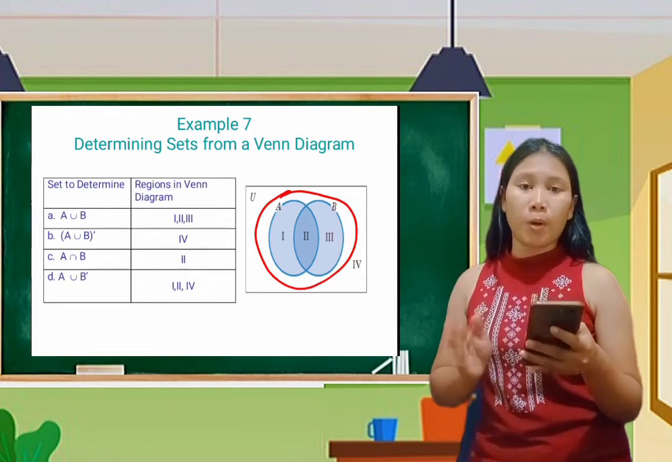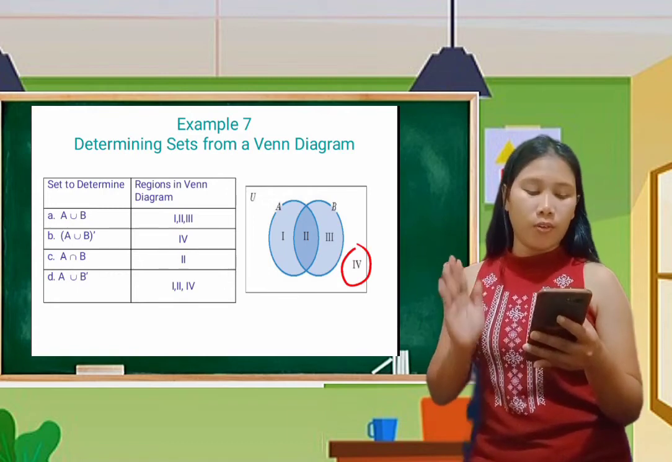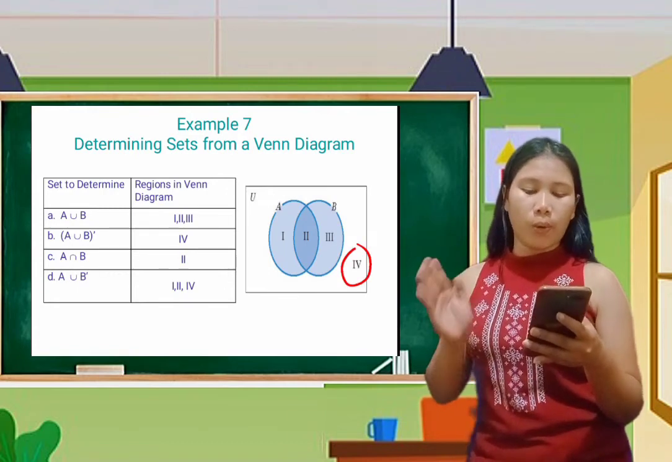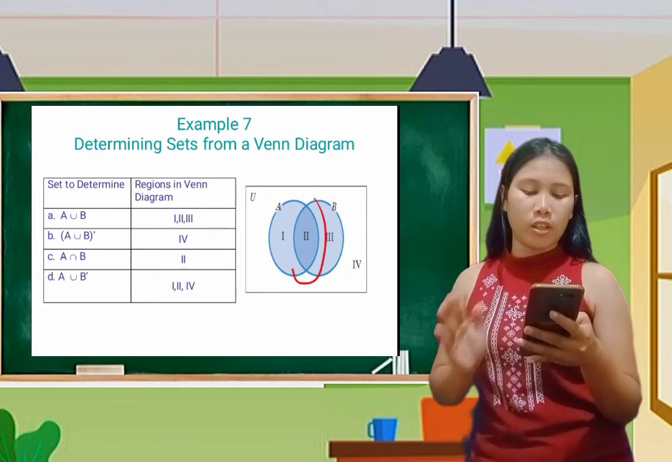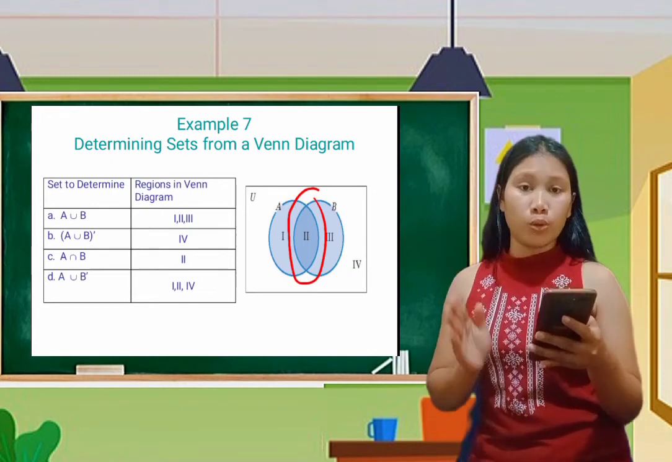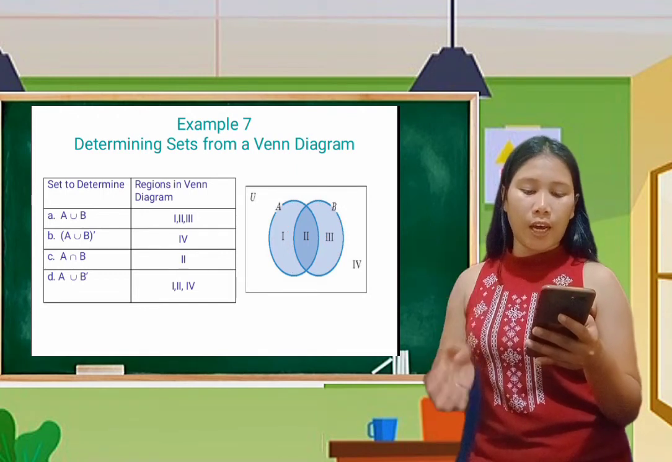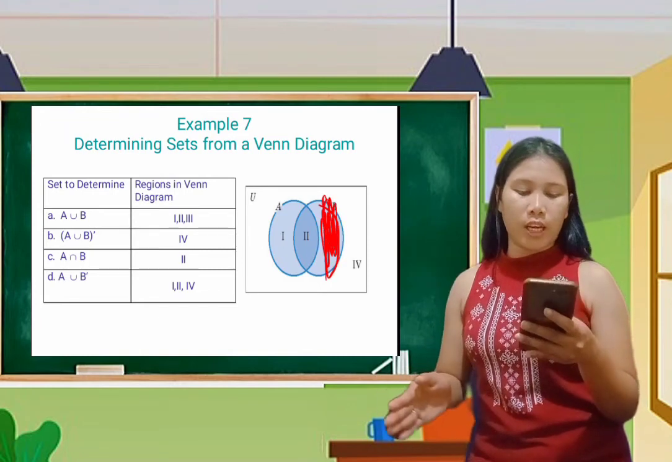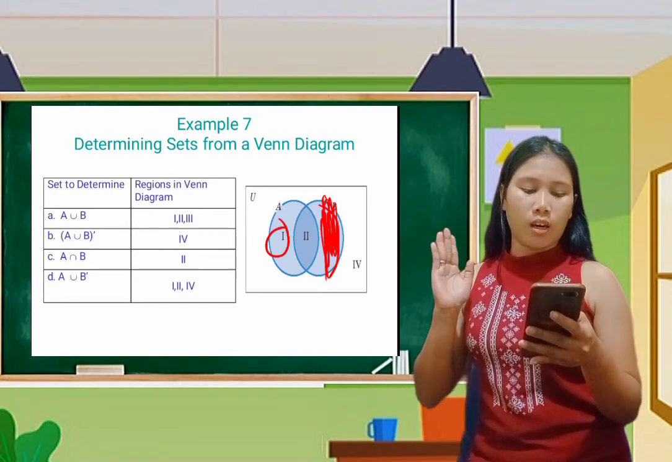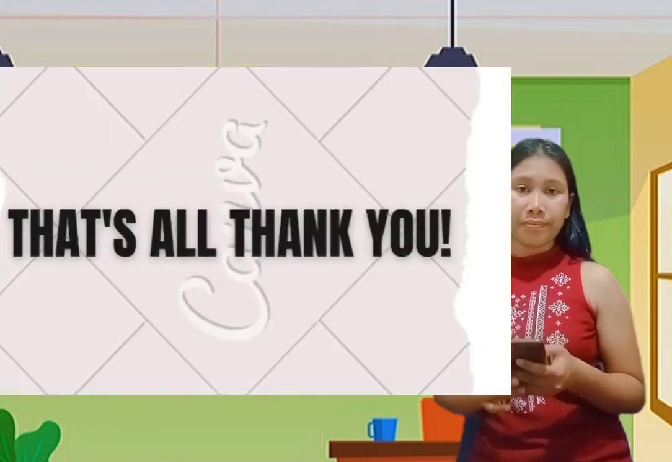What about the complement of A union B? The answer is region 4. What about the intersection of A and B? The intersection here is region 2, the overlapping region. What about A union the complement of B? The answer is regions 1, 2, and 4. That's all.